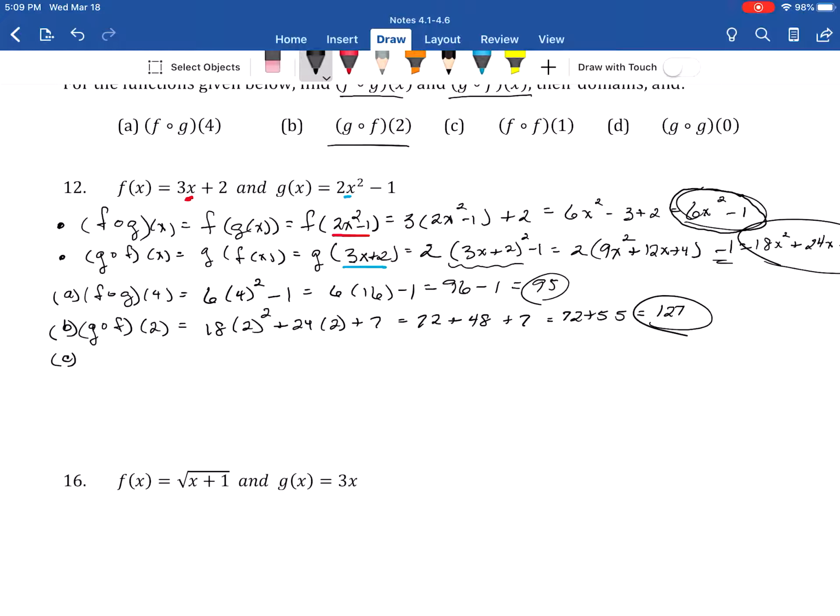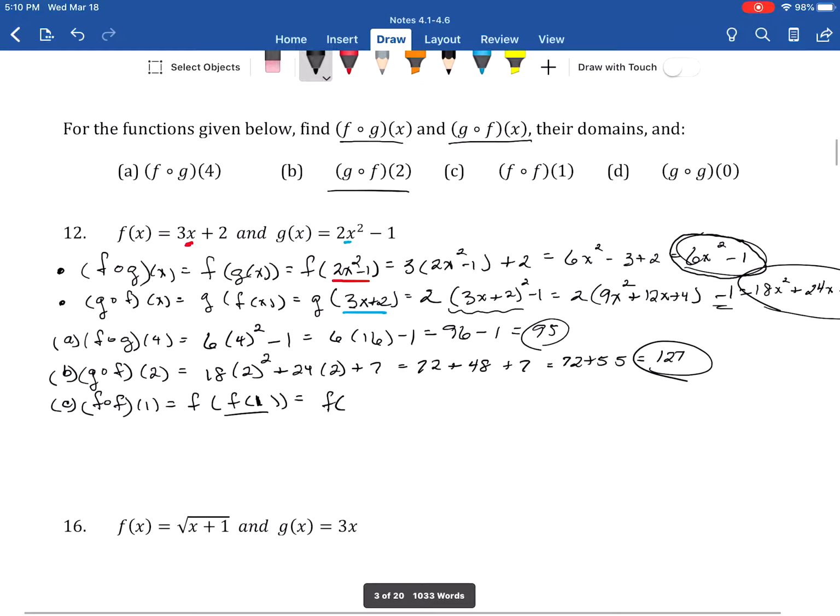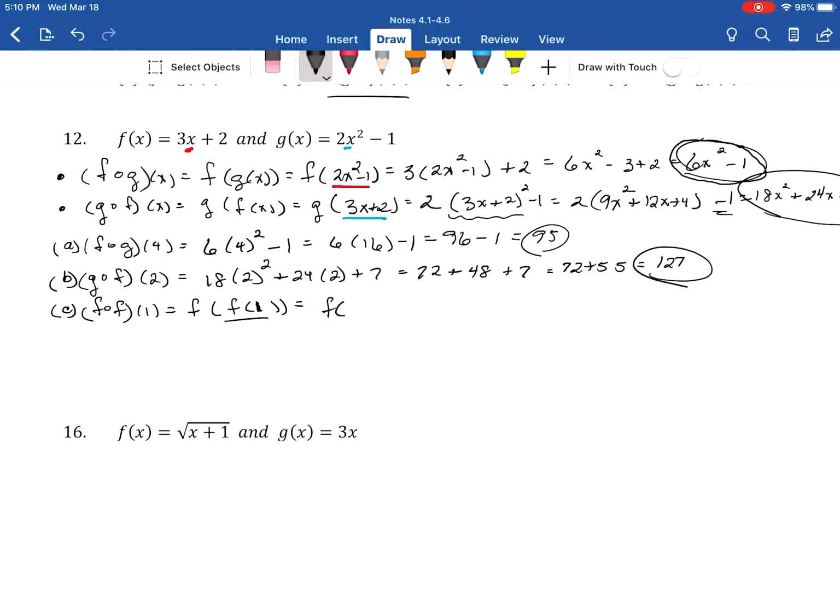Part C. F of f of 1. Okay, now I don't have f composed with f of x worked out, so I am going to use the individual function. I'm going to use it twice. So first I put 1 into function f in the inside piece. When I put 1 into function f, I get 3 times 1 plus 2 equals 5. Now 5 goes into function f. 3 times 5 is 15, plus 2 is 17.